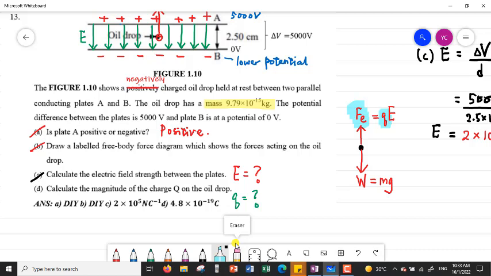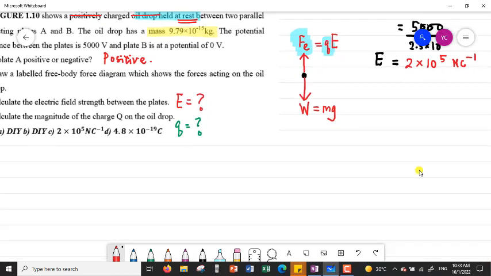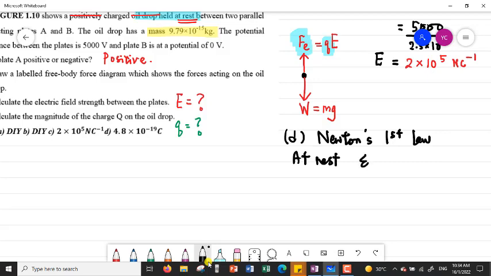We are going to apply Newton's law. Which Newton's law do we need to apply? We have to refer to the condition given in the question. The oil drop is held at rest. See the keywords, at rest. At rest means we are going to apply Newton's first law. Because it is at rest, the summation of forces acting on the oil drop will be 0.